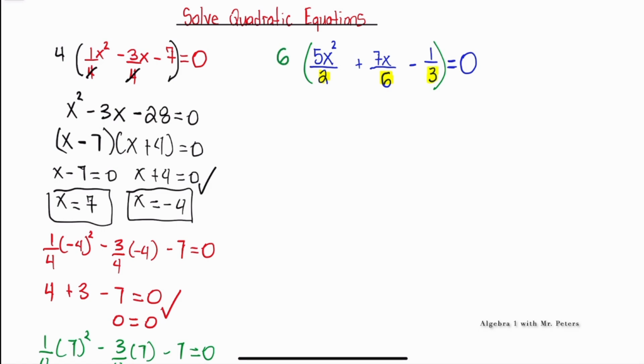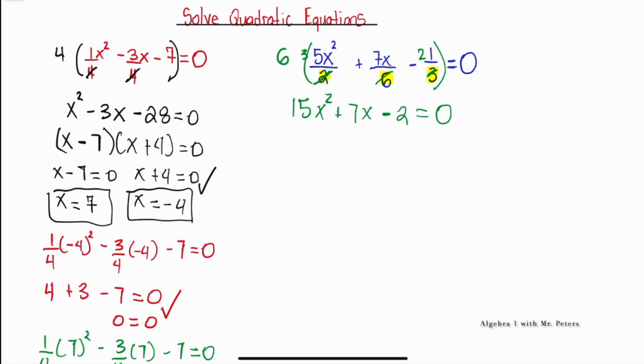So if I multiply this by 6, this 2 cancels out and turns into 3. 3 times 5 gives me 15x squared. 6 cancels out with the second term, so we just write plus 7x. And then for the last one, 6 divided by 3 is 2. 2 times 1 is going to give us a negative 2. Set the equation equal to 0.